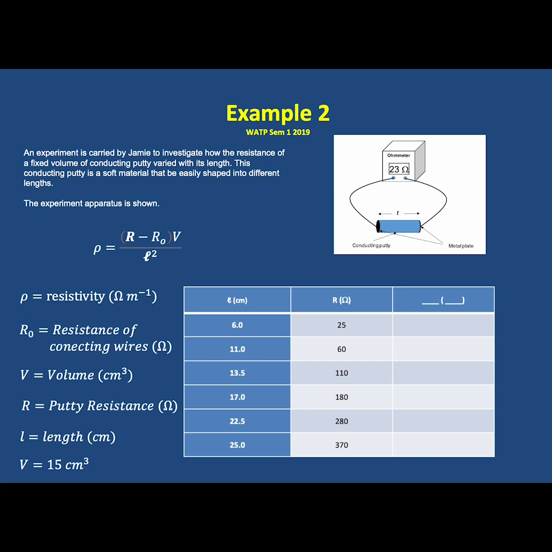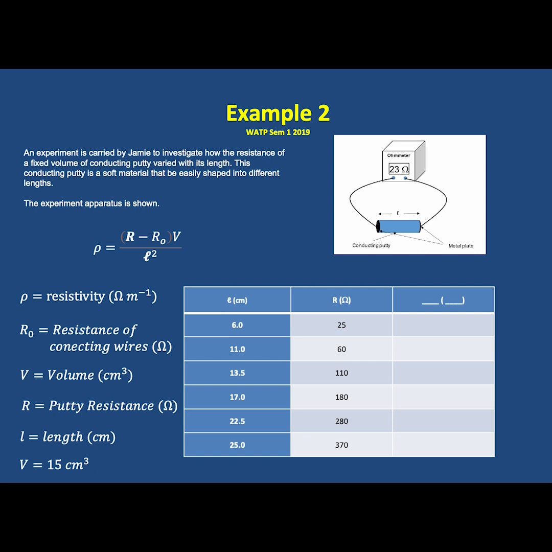You may remember from Year 9 science that some materials have a resistance to the flow of electricity, and that this resistance is linked to a physical property called resistivity. In this question, we're trying to find the resistivity of a conducting putty, which can be molded into cylinders of different length but with fixed volume. We're supplied with raw data for the length of the cylinder and the resistance of the cylinder. This raw data, unfortunately, does not give us a linear graph though. But don't worry, we are supplied with an equation.